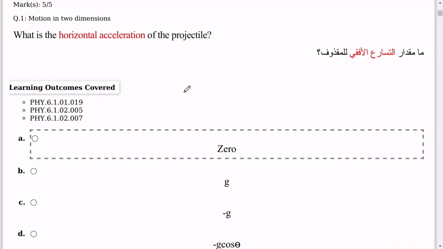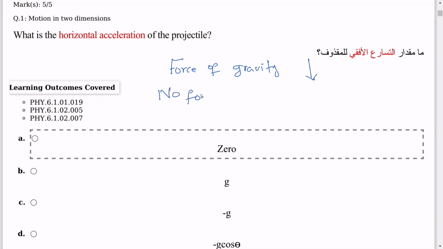What is the horizontal acceleration of a projectile? We know that on a projectile only one force is acting, that is force of gravity. Force of gravity is the only force acting on a projectile. Force of gravity is acting vertically downwards, and there is no force acting on the projectile in a horizontal direction.